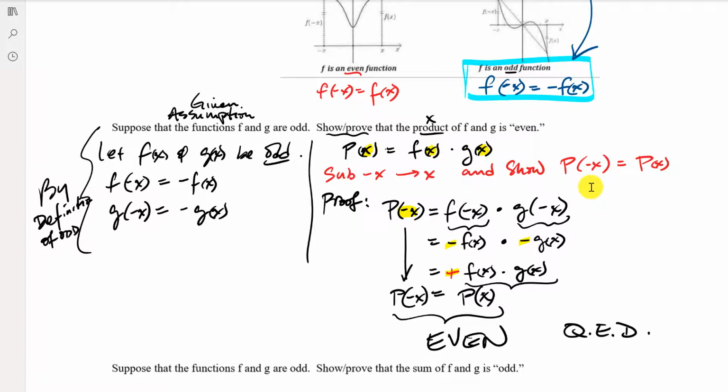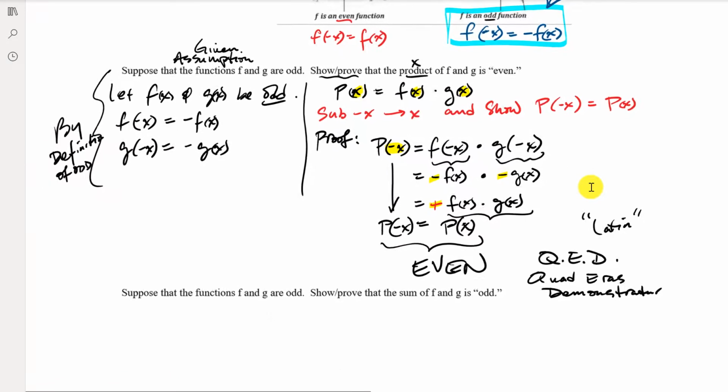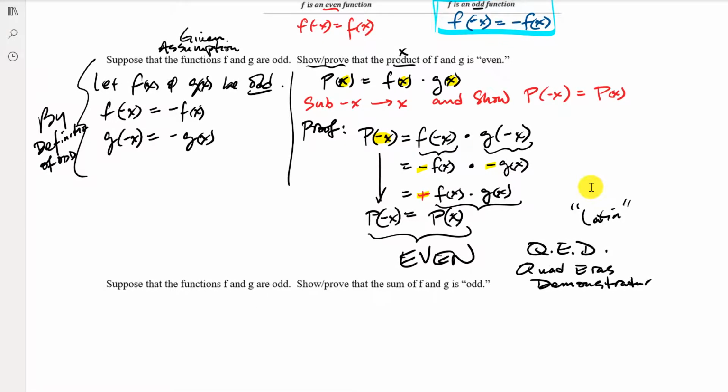QED, quod erat demonstrandum. It's Latin. If you want to know what that means, it's that which was to be demonstrated, or if you don't believe me, go ahead and research that. Type in QED into the browser and check that. That's a very famous thing that the Greeks used to put at the end of their proofs when they proved something. And we are done with the proof right here.